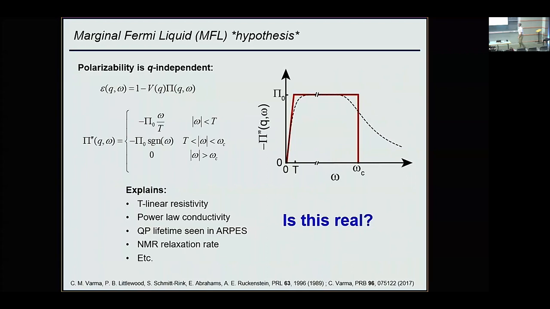So it really makes no sense. It's sort of incompatible fundamentally with the existence of propagating particles in the system. But it explains lots of experiments. So the T-linear resistivity comes out, power law conductivity, the lifetime in ARPES, lots of different things. So to me, there's an experimental question, which is just, is this real? I mean, we should be able to measure this and see if it happens.